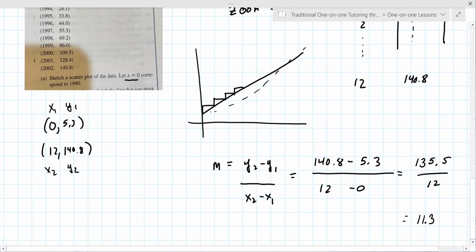Okay. And then because we have this data point 0, comma 5.3, that's actually the b value. So if we write y equals mx plus b, the b value is when x is 0. So we have the slope here, 11.3x plus 5.3. Okay. And that's part C. Part C is coming up with this equation.